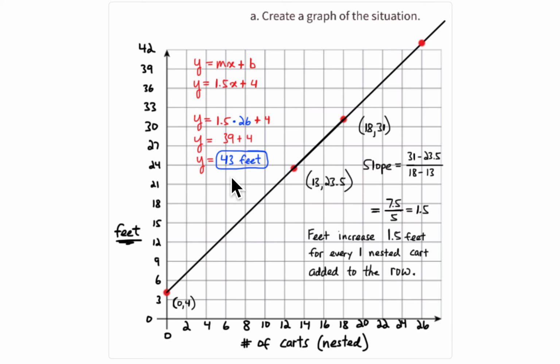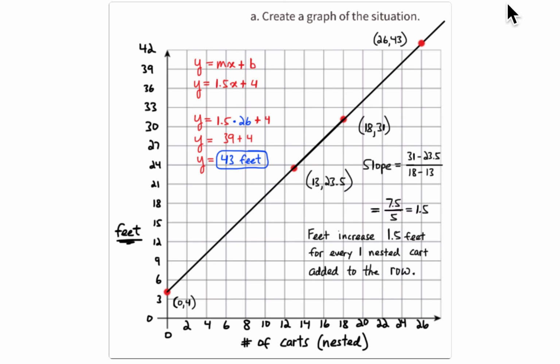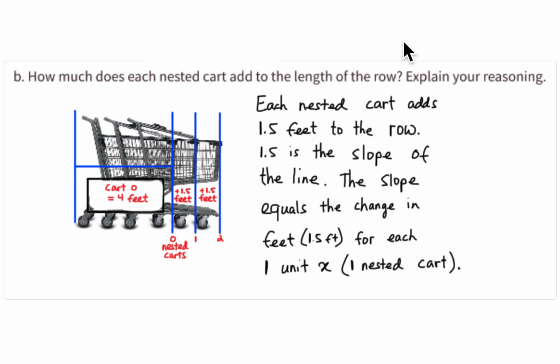Now this is the answer to the question. I'm giving that to you first. You have all the information to figure it out. But this point right here is at 26 nested carts and 43 feet.